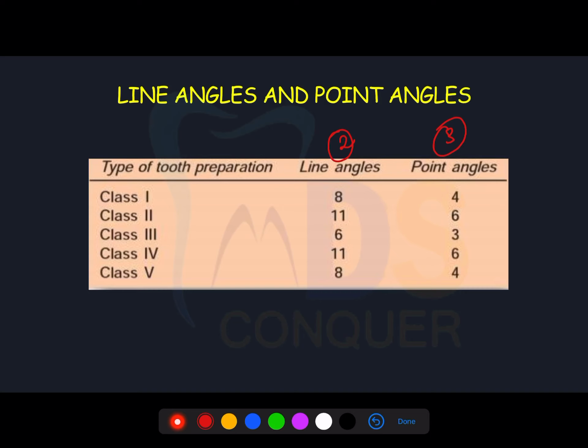So coming to class 1, class 1 and class 5 will have the same, that is 8, 4. And class 2 and class 4 will have the same, that is 11, 6. And class 3 is 6, 3. They can ask you MOD. MOD is 14, 8.